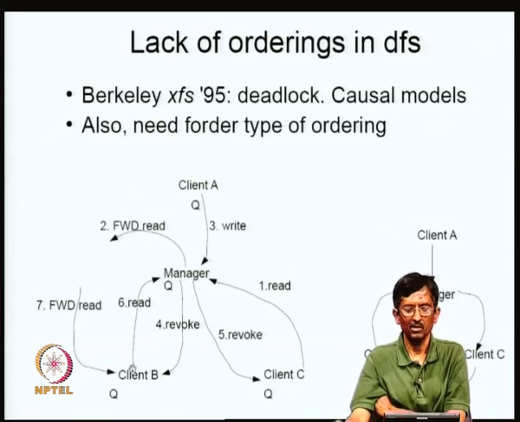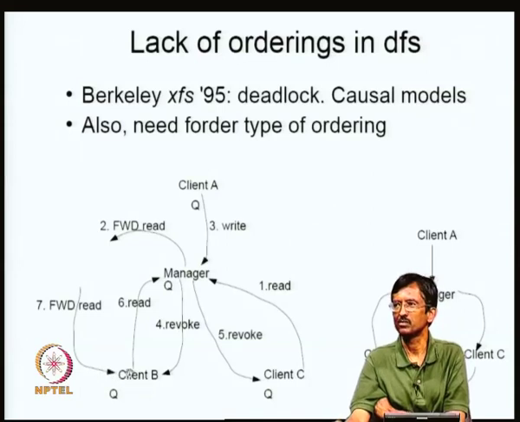And so after 6, let us say that magically the same what I did here finally comes here. Now, at this point the system is deadlocked. Why is it deadlocked? Client is waiting for the manager to do something about the write it has requested. Client C, what is it doing?